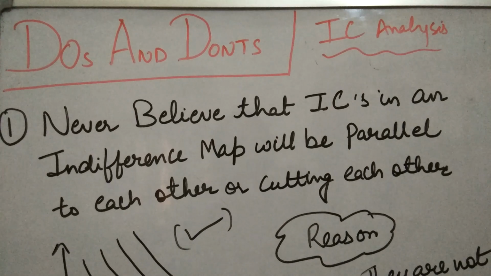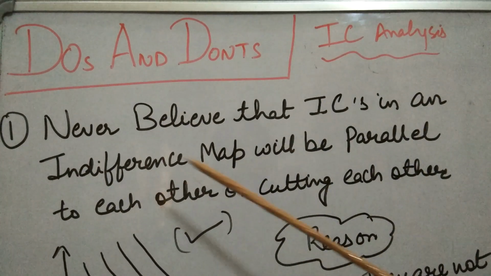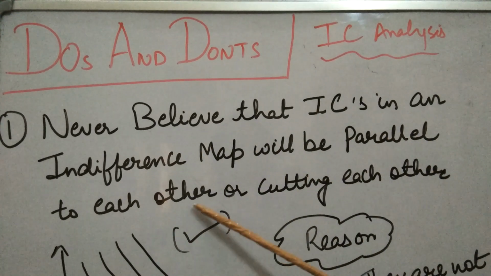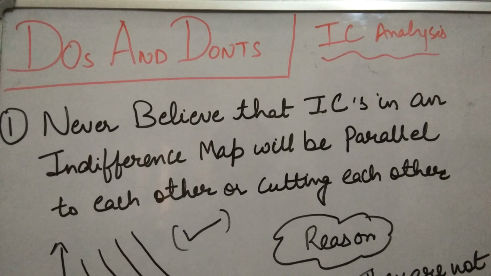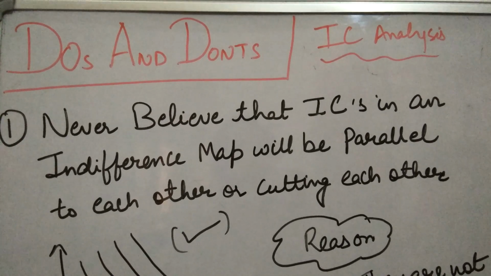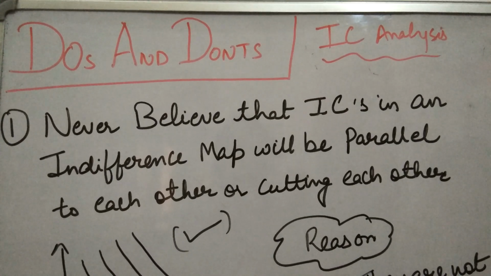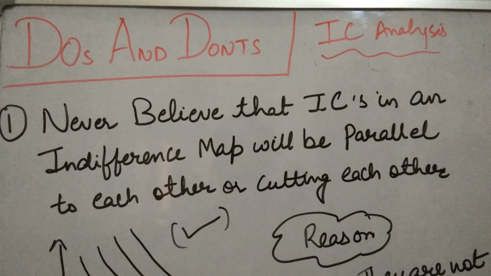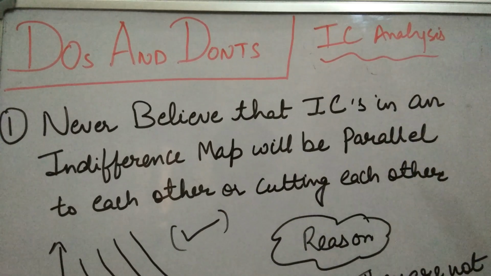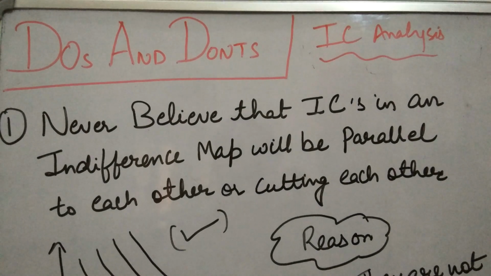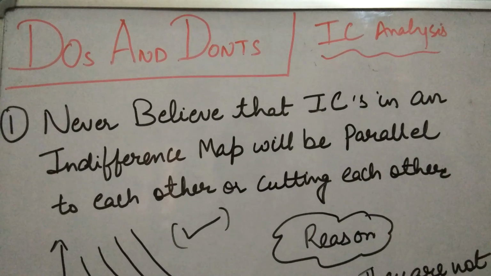The number one point is never believe that ICs in an indifference map will be parallel to each other or cutting each other. It means indifference curves on an indifference curve map may or may not be parallel to each other, and the necessary condition is that they will never intersect or cut each other. Now let's understand the statement and the reason behind it.